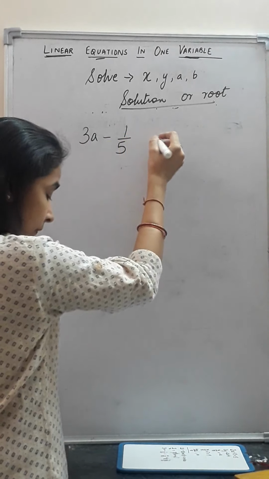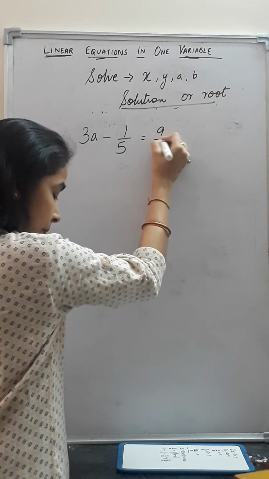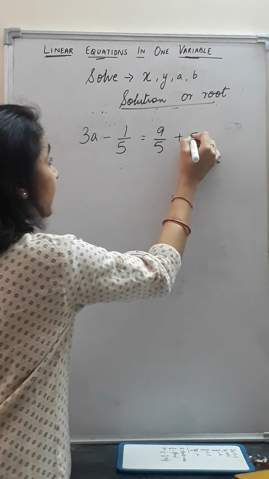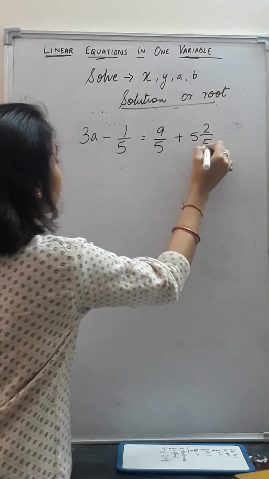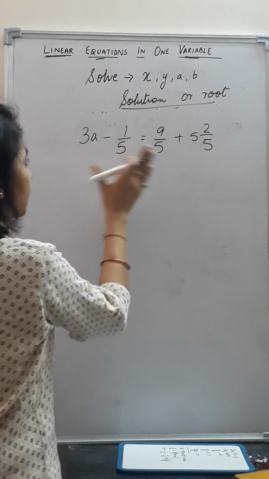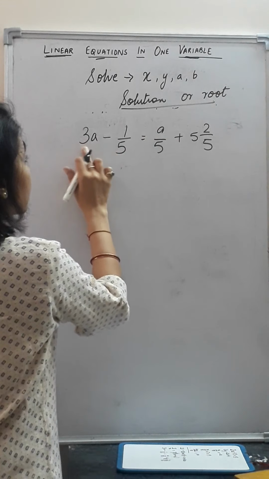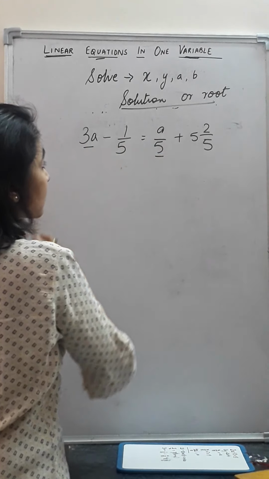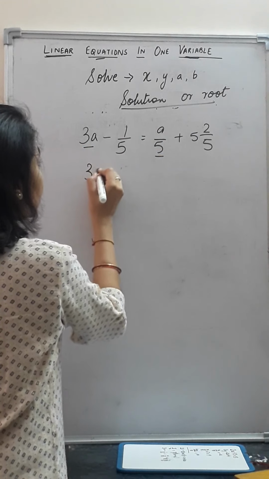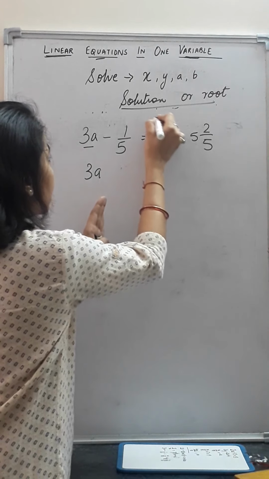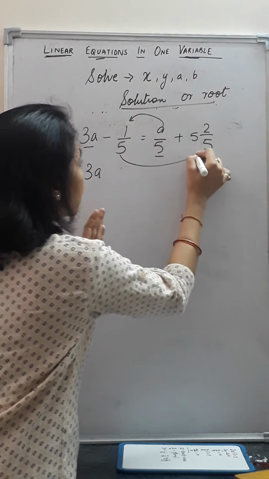The equation is 3a plus 1 upon 5 is equal to a upon 5 plus 5 2 upon 5. Now again, bringing the like terms on the same side, and then we will start solving. These are the like terms. This has a and this also has the variable a. So 3a we'll bring on this side, and this term we'll take on the other side.